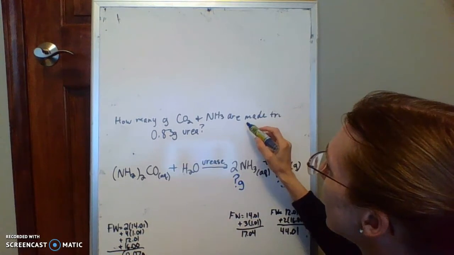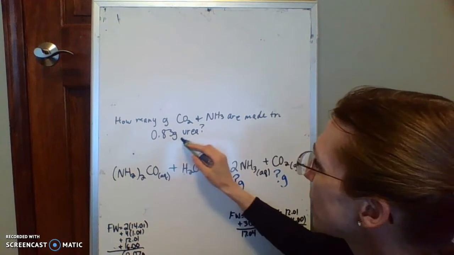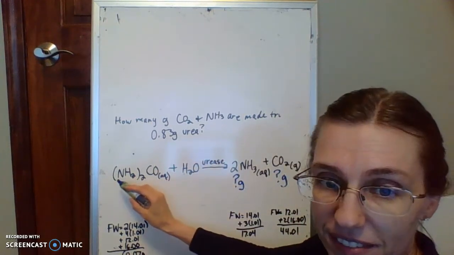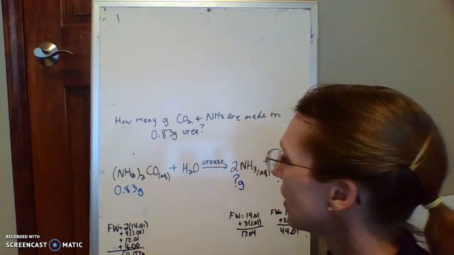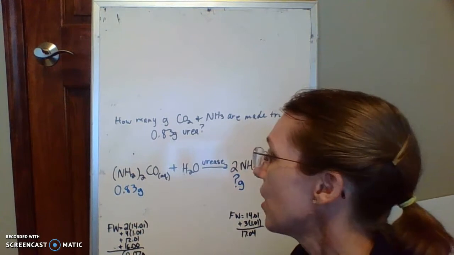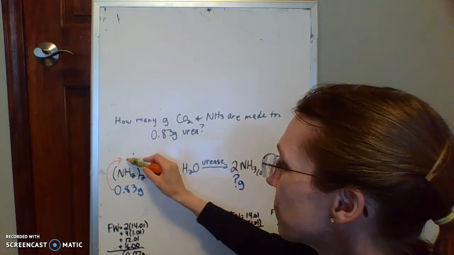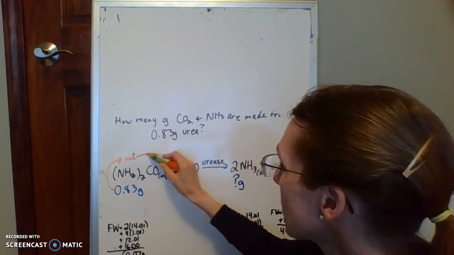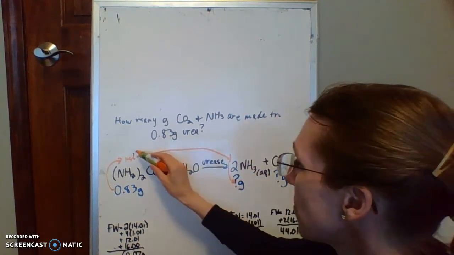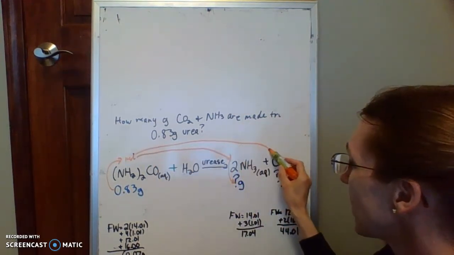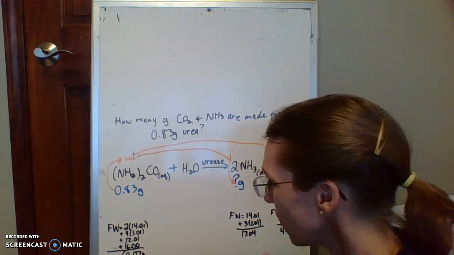And so it says how many grams of this and this are made from this much urea. So this is urea. Okay. We're going to put 0.83 grams of urea. Just like we saw before, we're going to do bridge over troubled waters, grams to moles, moles of this to moles of our product, and then we're going to come back down to grams. We're going to have to do it twice. We're going to have to do 1 calculation to that one and 1 calculation to this one. Okay? 2 separate calculations.